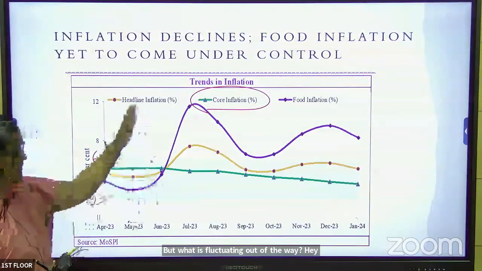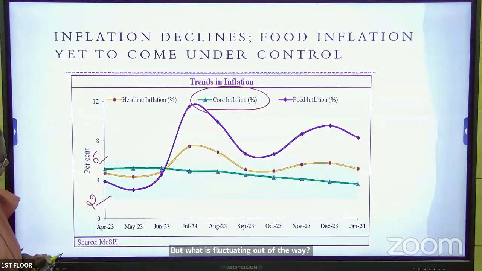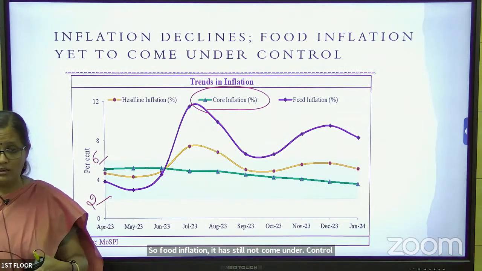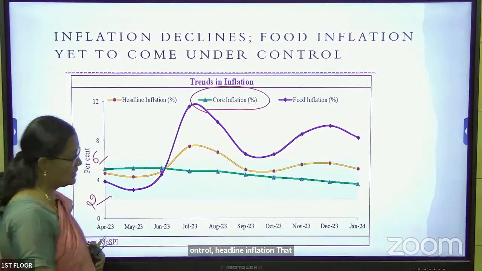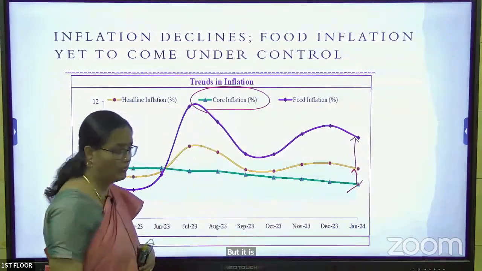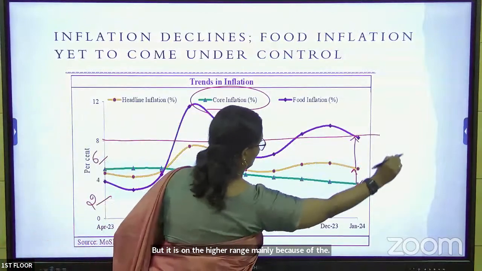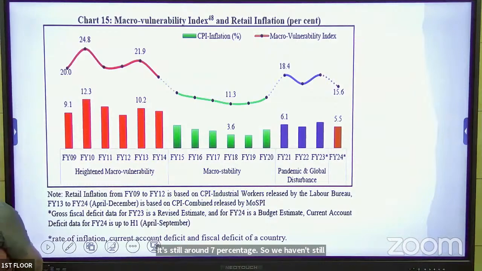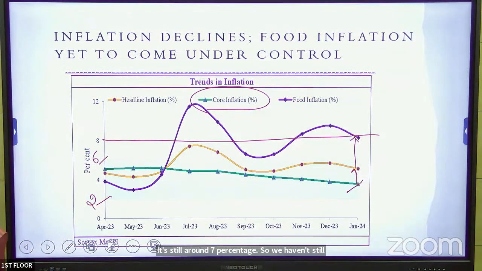But what is fluctuating is headline inflation, mainly because of the reflection of food inflation. Food inflation has still not come under control. You would have seen 5.1% as the headline inflation, because core inflation is pulling it down, but it is on the higher range mainly because of food inflation. Food inflation is not under 6%. It's still around 7%. So we haven't got it back into the range where we want it to be. Why is food inflation happening?